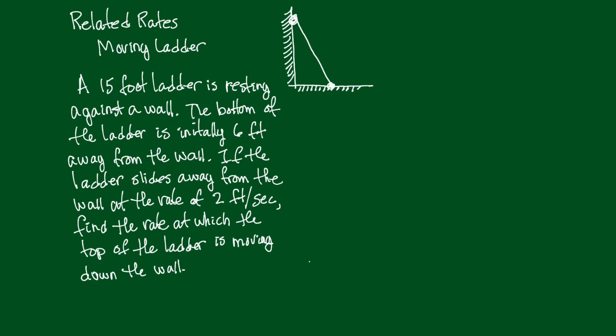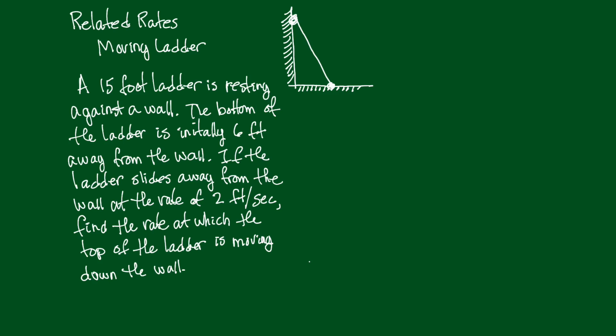Now, initially, the bottom is at 6 feet. I am not going to put a 6 here, right? I'm not going to put a 6 here because that distance is changing. I only want to put constants in at the very end, so don't be putting that 6 there just yet. What I want to put there is maybe some variable that's going to change.